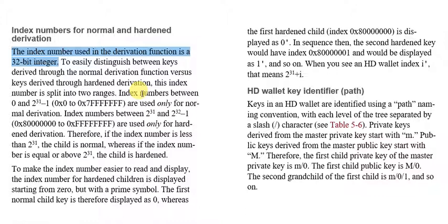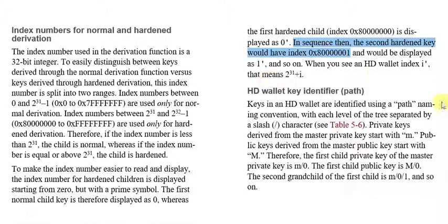To make the index number easier to read and display, the index number for hardened children is displayed starting from 0, but with a prime symbol. The first normal child key is therefore displayed as 0, whereas the first hardened child, index 0x80000000, is displayed as 0'. In sequence then, the second hardened key would have index 0x80000001 and would be displayed as 1', and so on.